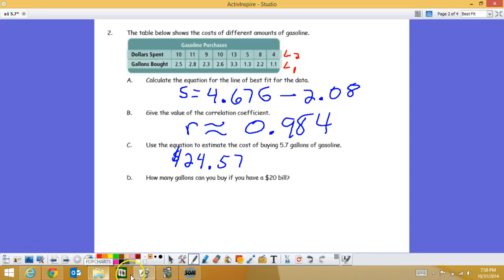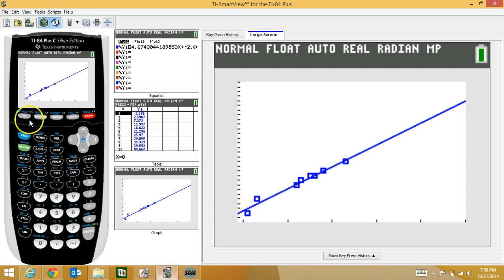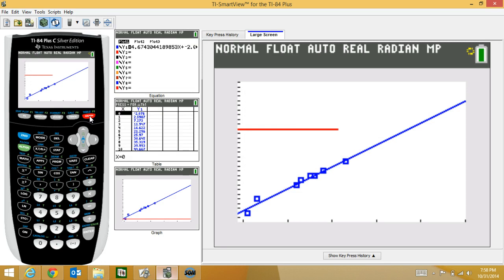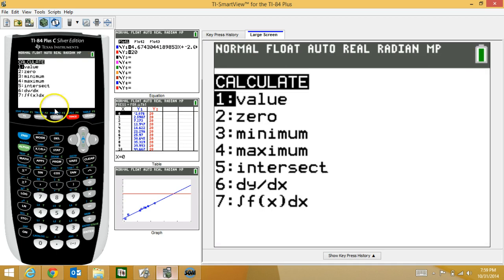So we're going to go back to the calculator, and in y sub 1, we're going to put 20 into y sub 2. So then when we hit graph, we're going to have a second line that's graphed. And as long as you can see that intersection on the screen, you can calculate it. So again, the calculate menu is at second, trace, and we're going to calculate an intersection, number 5.